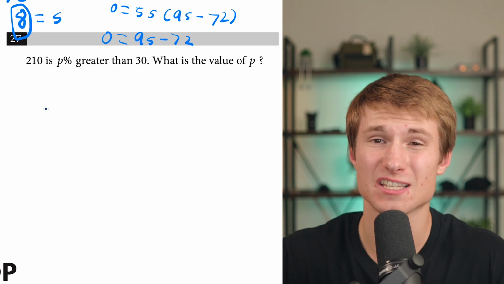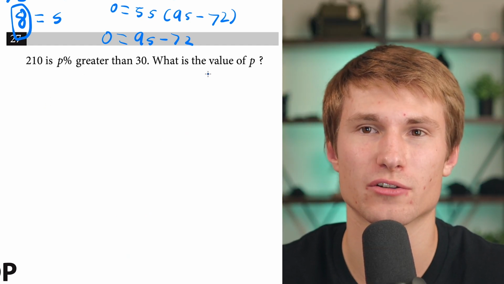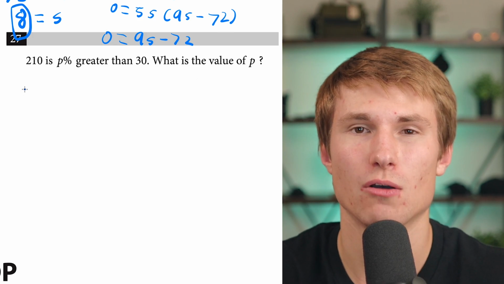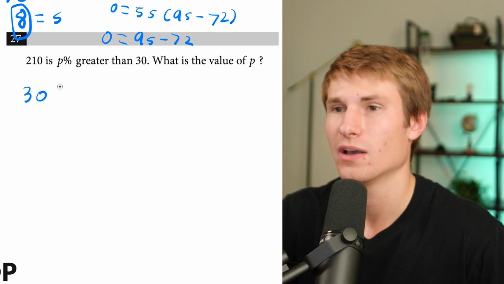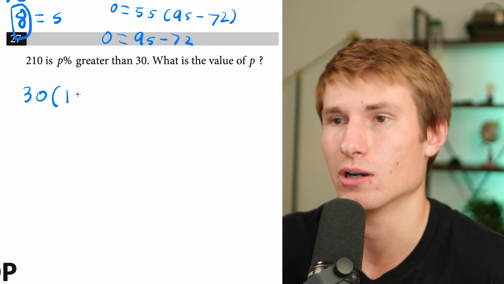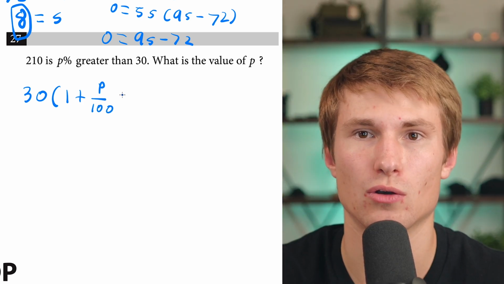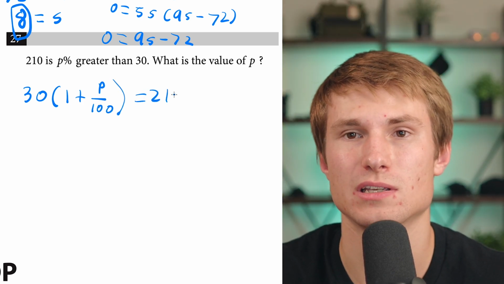Here's how to answer this difficult SAT math question about percentages. The question states 210 is p% greater than 30. What is the value of p? Well, we know that we start with the value of 30. Then we want to multiply by 1, because if we don't increase at all, we still need to multiply by 1, plus the percent that we are going to increase by. So that would be p over 100. Now, we know that we ultimately need to equal that to 210.